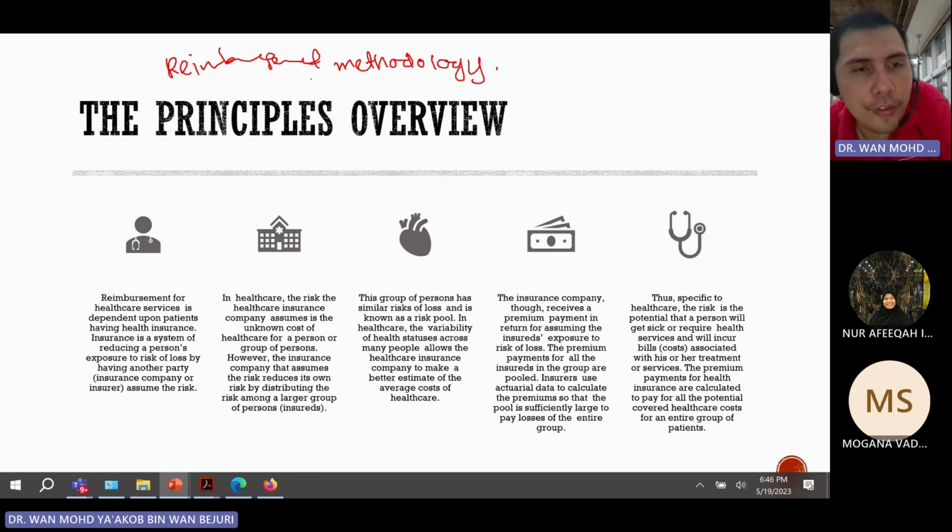So in definition, reimbursement for healthcare service is dependent upon the patient having health insurance. Insurance is a system of reducing a person's exposure to risk of loss by having another party assume the risk. So in healthcare, the risk the healthcare insurance company assumes is the unknown cost of healthcare for a person or group of persons. However, the insurance company that assumes the risk reduces its own risk by distributing the risk among a larger group of persons.